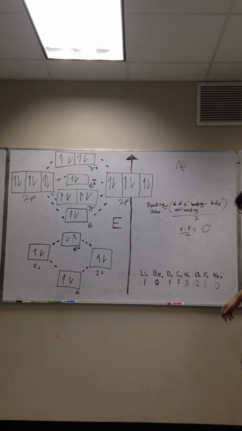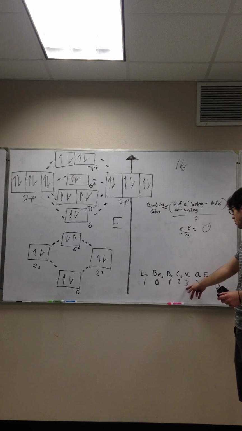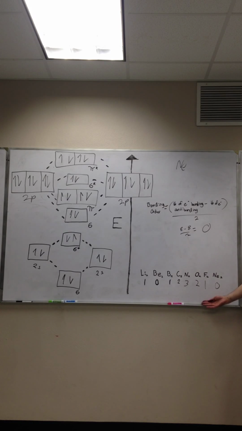So there you have it, guys. You can see our non-stable diatomic molecules would be beryllium-2 and neon-2. Neon, we can really expect that because it is a noble gas, a very non-reactive gas, and with N2 being our most stable diatomic molecule that forms. I hope this video has helped you guys and maybe taught you a little something.